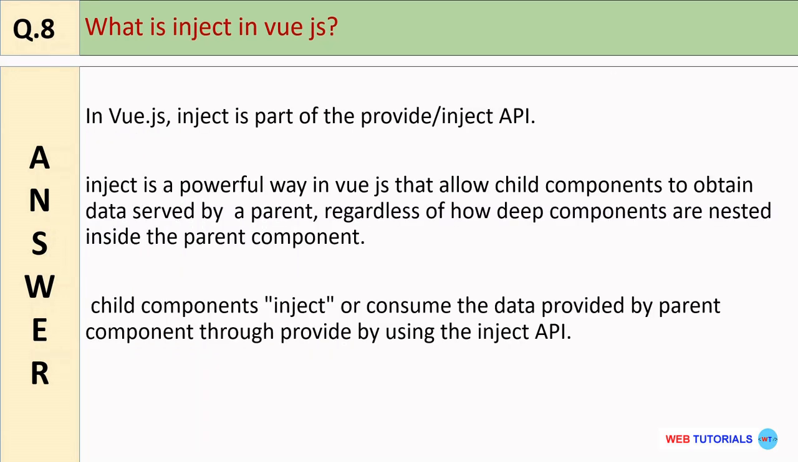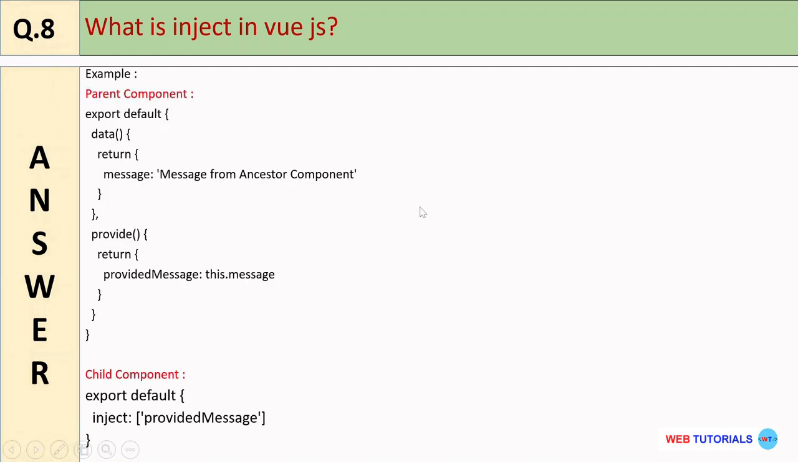What is inject in Vue.js? In Vue.js, inject is a part of the provide inject API. Inject is a powerful way that allows child components to gather data served by the parent, no matter how deeply the child component is nested inside the parent component. Child component uses inject API to inject or consume the data provided by the parent component. The example code illustrates the use of inject.